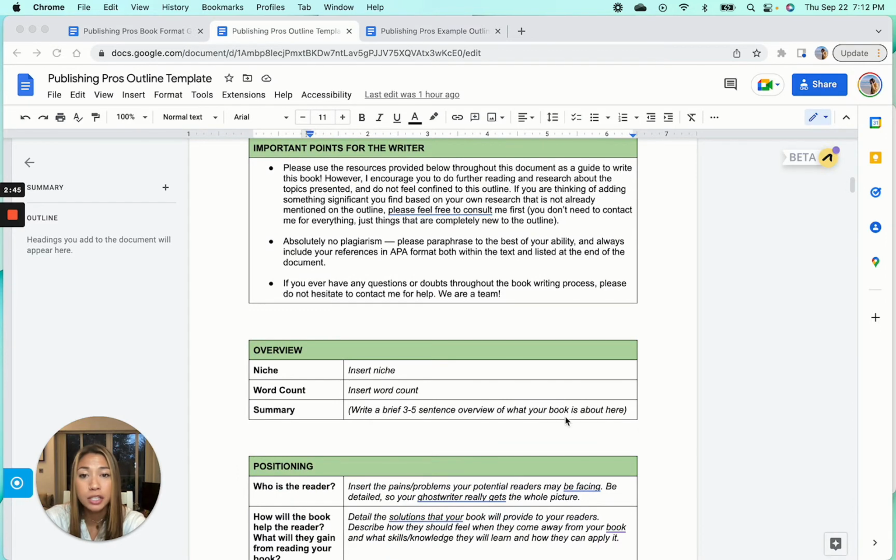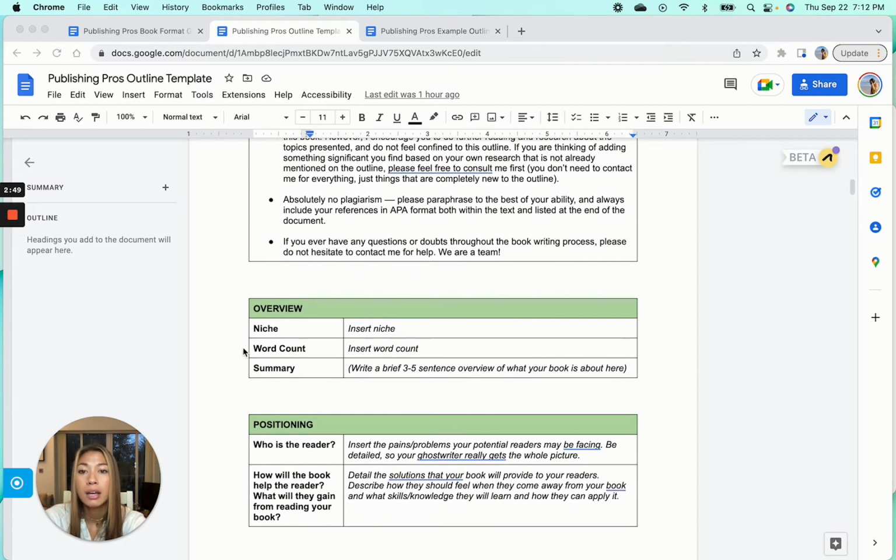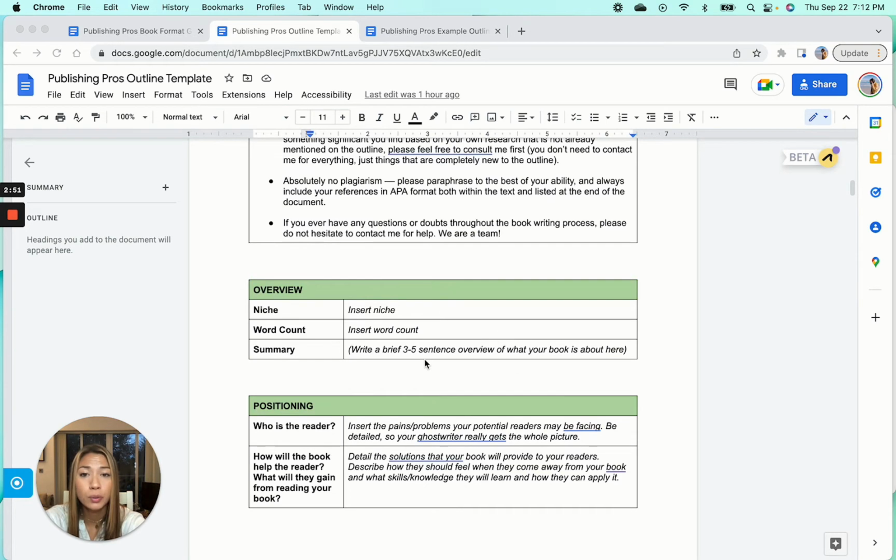So this is just going to be a main overview. So what niche is your book in, or sub niche? How many words do you want your book to be? So if you want it to be 25,000 words, if you need it to be 50,000 words, just include that. And then a very brief summary of what the book is overall about. So we're obviously going to go into a bit more detail in each of the chapters and stuff, but just to let the ghostwriter know right off the bat what the topic is in general.